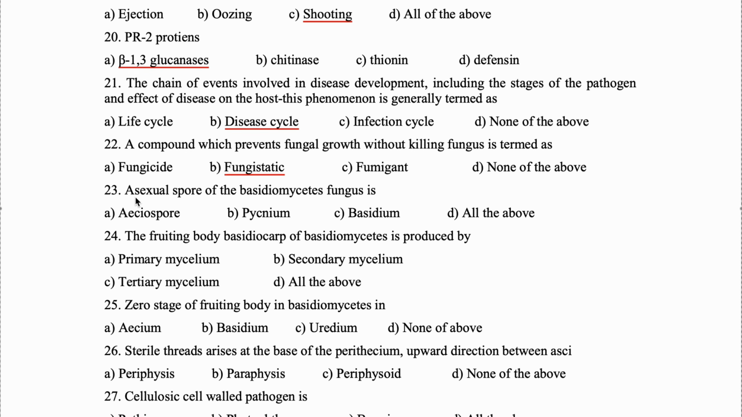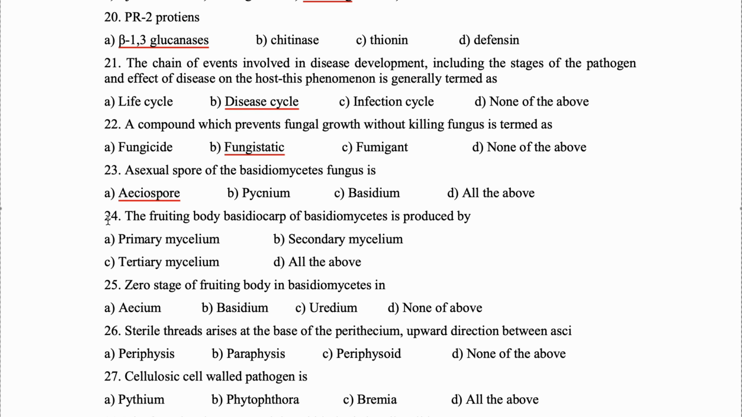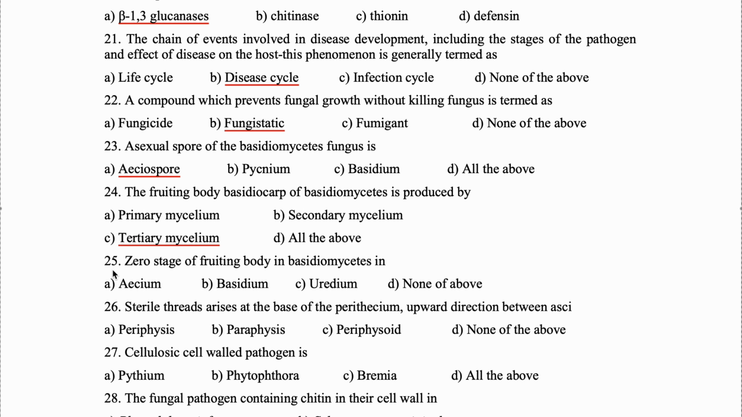Question 23. Asexual spore of the Basidiomycetes fungus is aeciospore. Question 24. The fruiting body basidiocarp of Basidiomycetes is produced by tertiary mycelium.